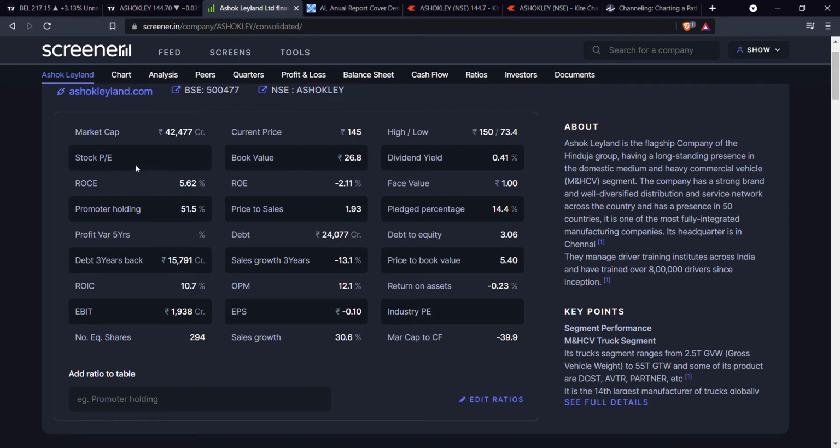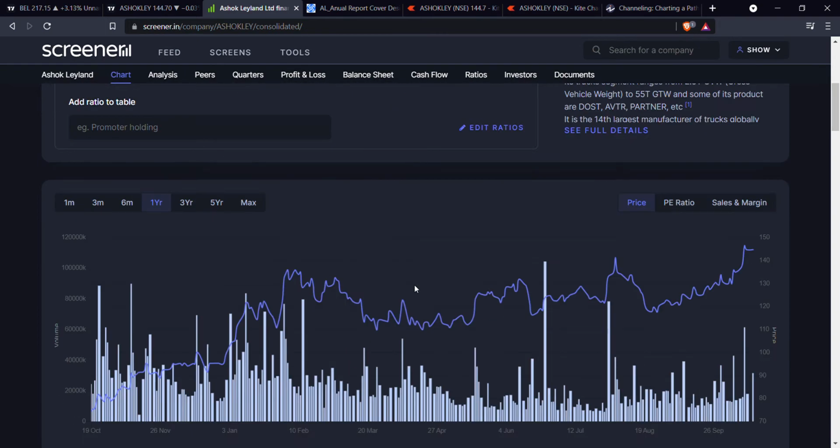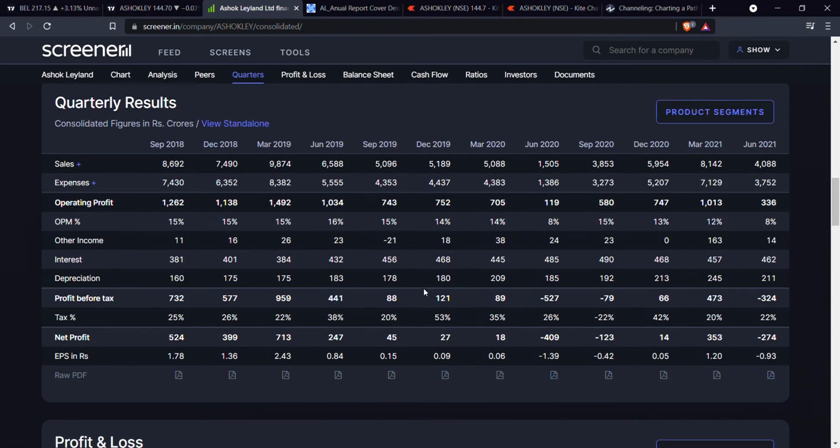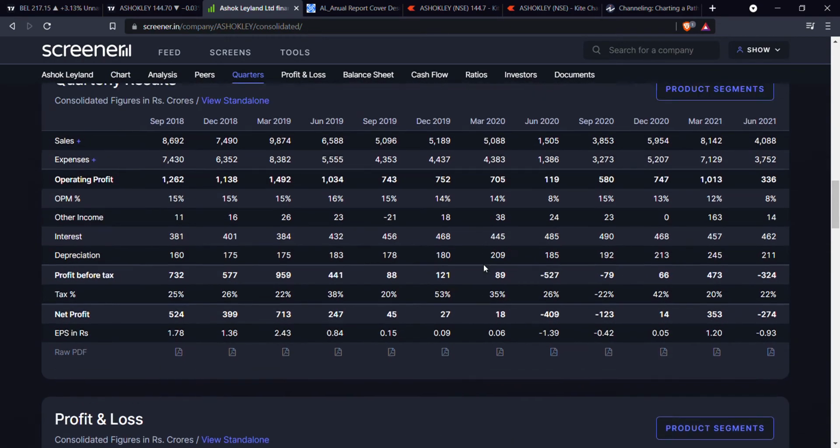As you can see, the financials don't look really impressive. ROE of 5% and ROCE of 5% and a profit growth of minus 2.11%, and a very huge debt that has grown. Three years back it was around 15,700 crore and now it has grown to 24,000 crore, and the three-year sales growth is negative, with low operating profit margins and all. So currently all of this looks very negative, but it is due to the whole COVID situation.